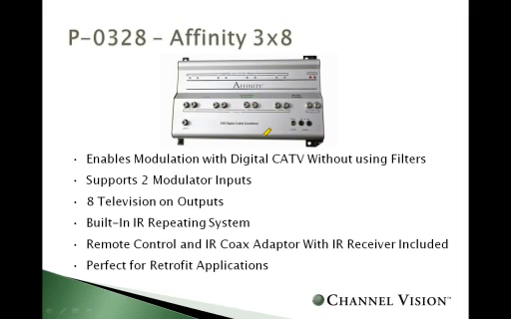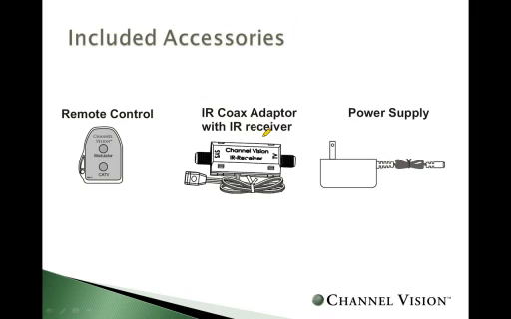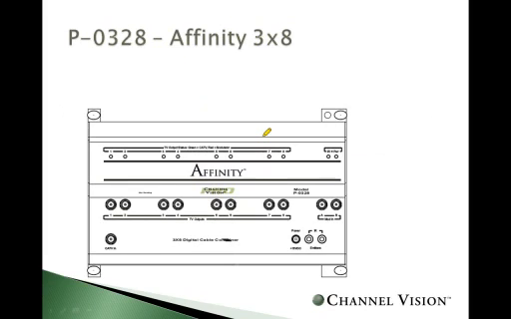This does enable modulation with digital cable without using filters, supports 2 modulated inputs as opposed to 1, and allows you to have 8 television outputs, individual legs. It also has IR repeating built into it for control. It includes the remote control and coax adapter, and is great also for retrofit applications. The same accessories are included, including your remote control, your IR over coax adapter, and your power supply, all set for one TV.